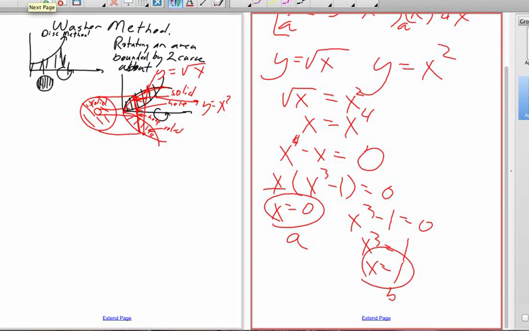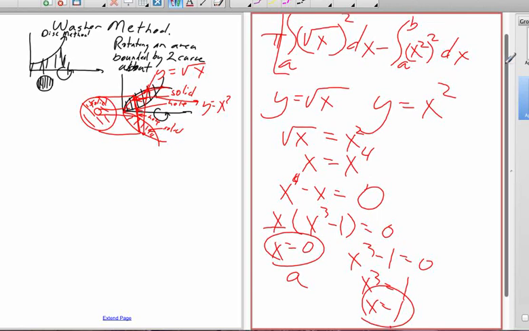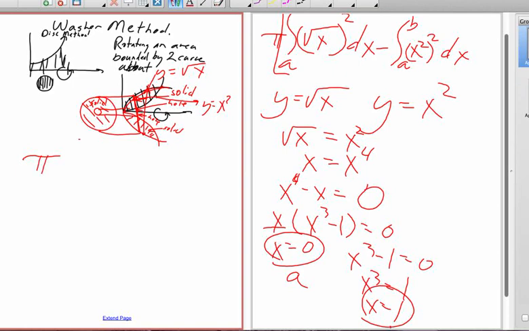Now we're going to go back in and we're ready to take care of these integrals. The way they're going to look is pi times the integral from a to b of your outer curve squared minus the square of your inner curve. This is what gives you your solid minus the hole. Okay, so we're ready to go on this.